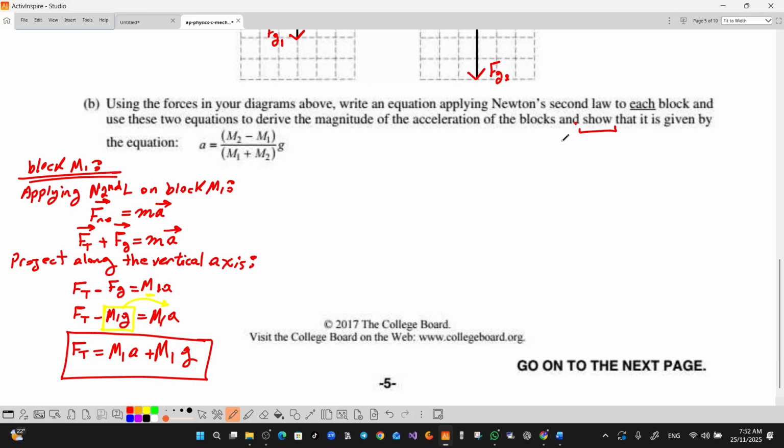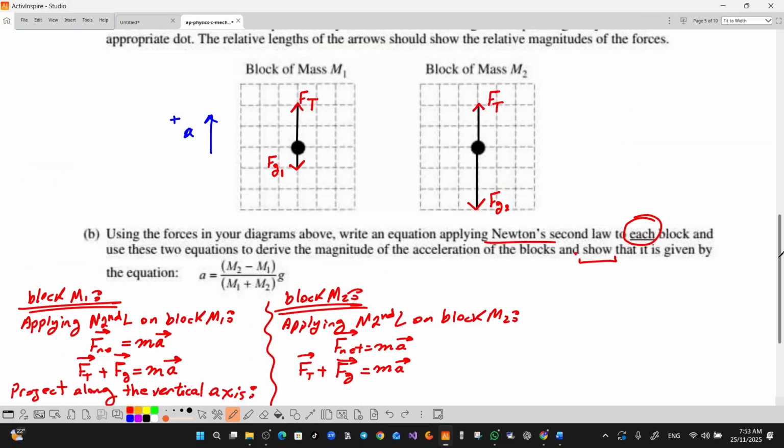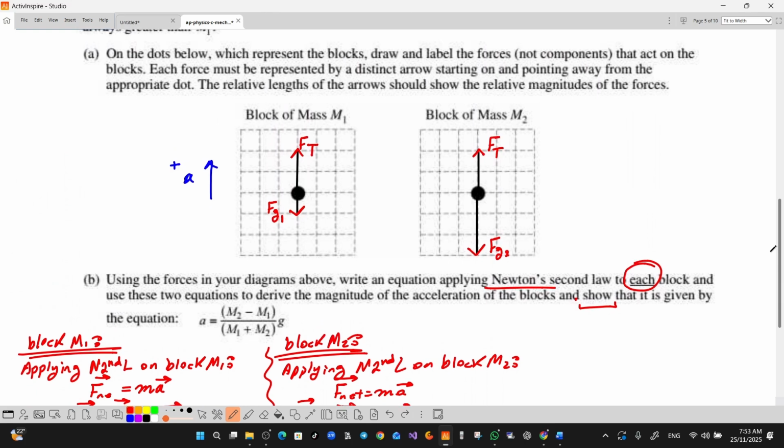Now, we apply Newton's second law on the first block. However, we need to do that for each one of them. So let's apply Newton's second law on block M2. Again, we have F net is equal to MA. Now Ft plus Fg equals MA, since the same type of forces are acting on block M2.